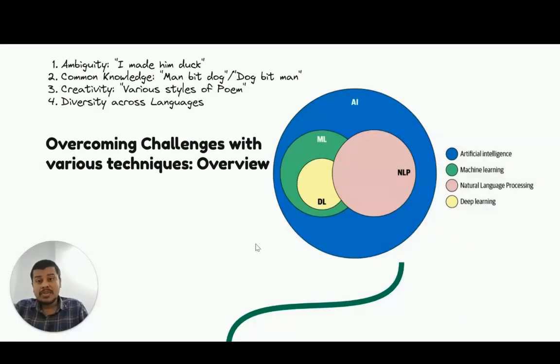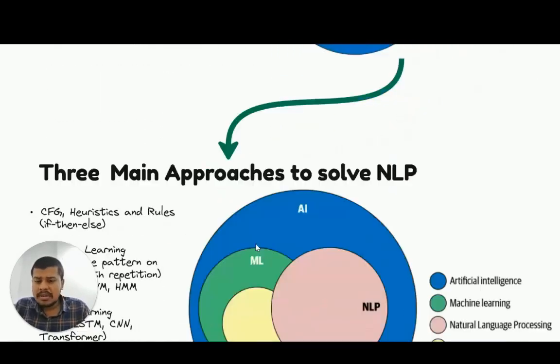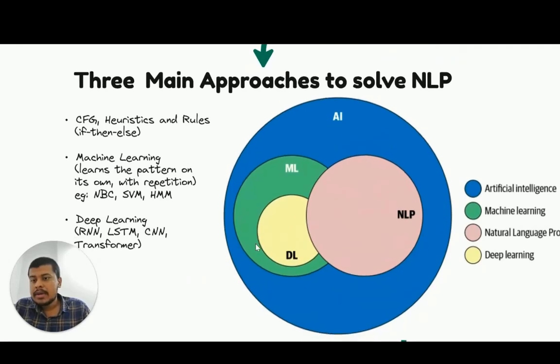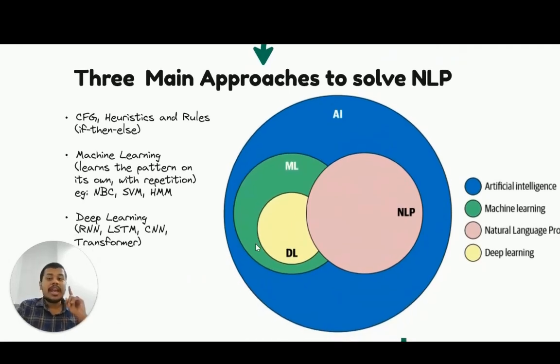After decades of research, we have come up with three main approaches to solve all of these challenges for NLP tasks. Those three approaches are the following. The first one is the CFG, heuristics and rules. CFG stands for context-free grammar. So in the first approach, we'll be having two parts. One is the CFG, that is the first part. Second one would be the heuristics and rules.